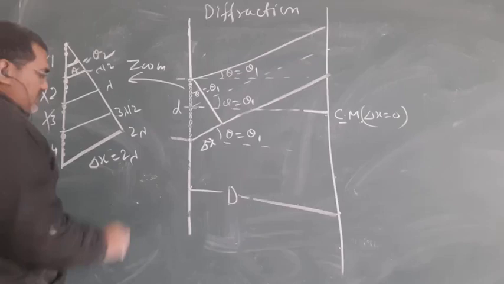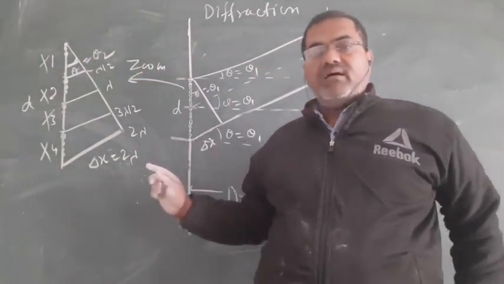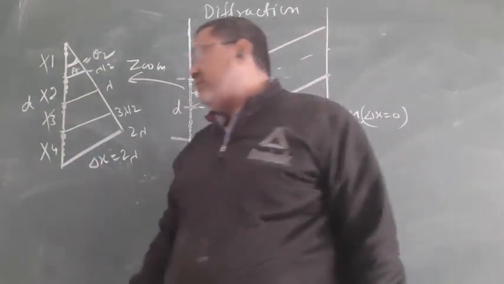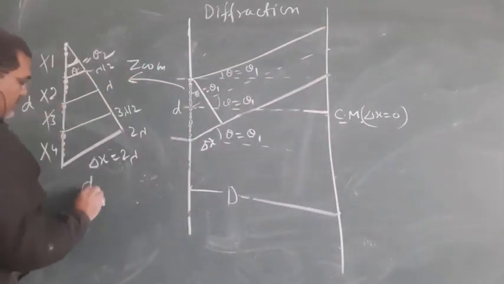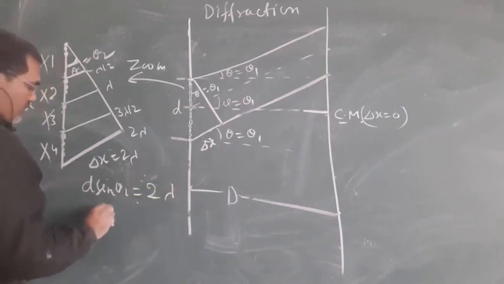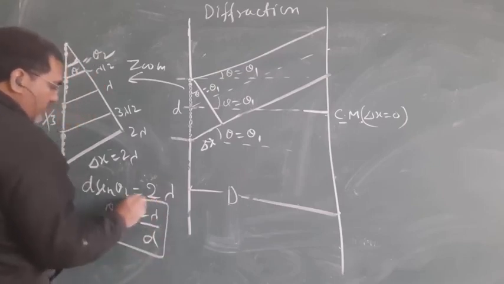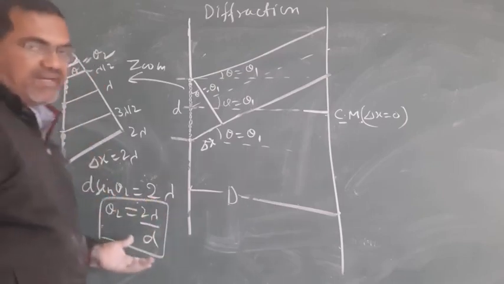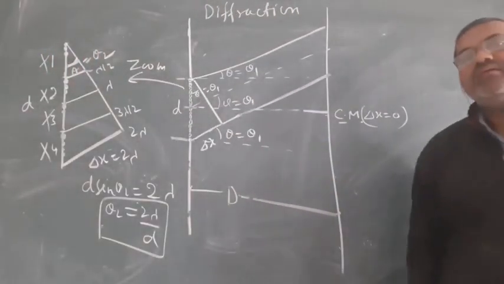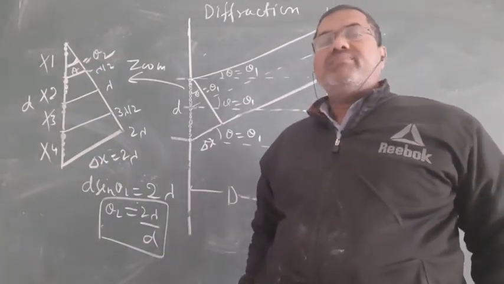So you see that when the path difference between the first particle and the last particle is 2 lambda, minima will still be obtained. So you can say d sin theta 2 equals the path difference, 2 lambda. Theta 2 is very small, so theta 2 equals 2 lambda by d. This is the angular position of the second minima from the central maxima. Write it down.